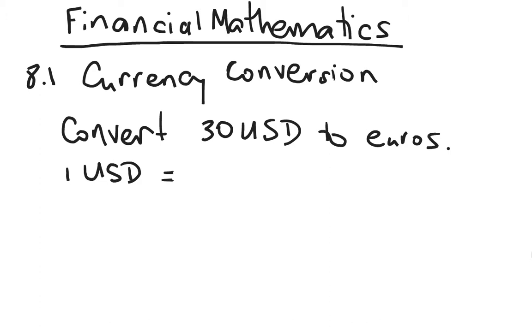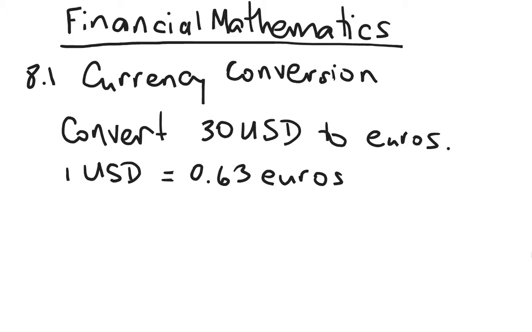I don't know. Throw a bigger number out. No, that makes sense. 0.63. That makes sense. Okay, so let's say we had to convert 30 US dollars to euros, and 1 US dollar is equal to 0.63 euros.